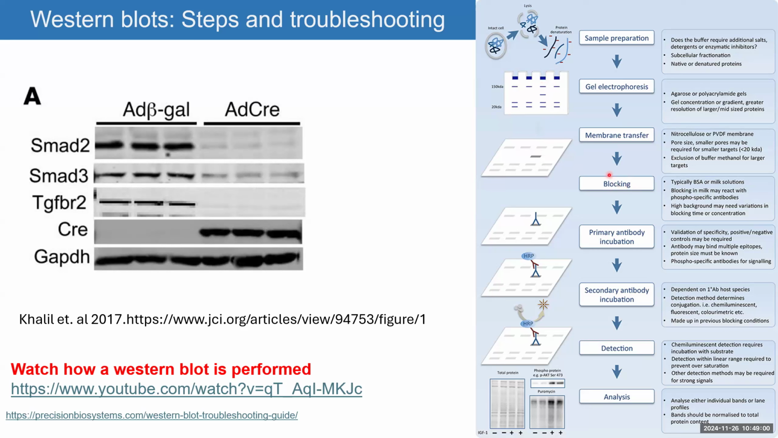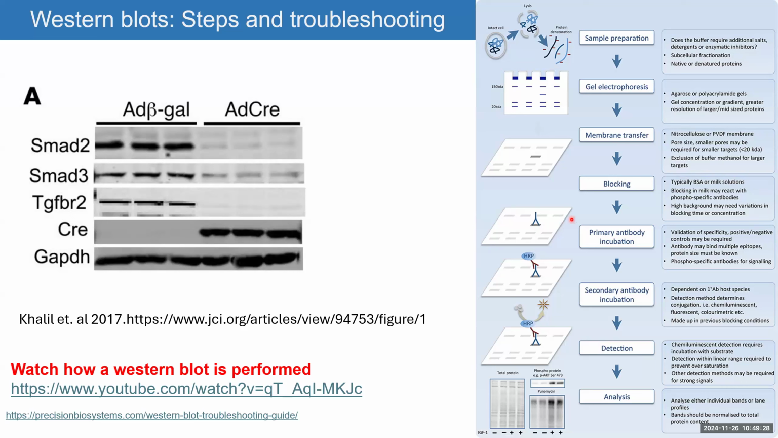And then we block. Blocking means the antibody doesn't bind anywhere it shouldn't. If there's a site on the membrane where the antibody might bind unspecifically, we put a blocking agent. This could be BSA, bovine serum albumin, or milk. But that will not block the antibody. It will still allow the antibody to bind to its antigen.